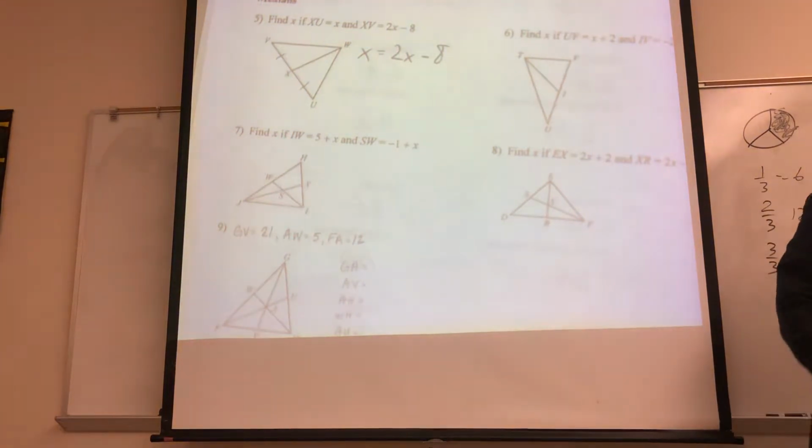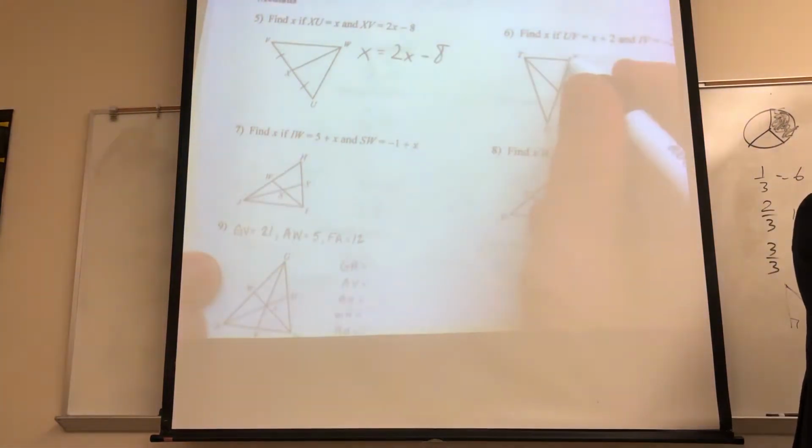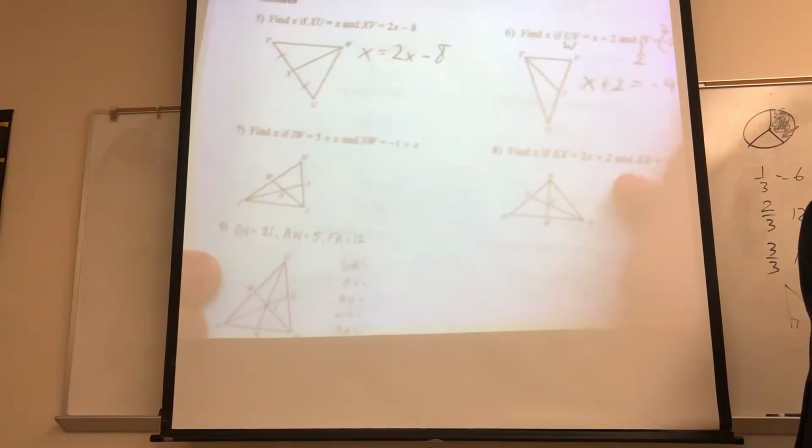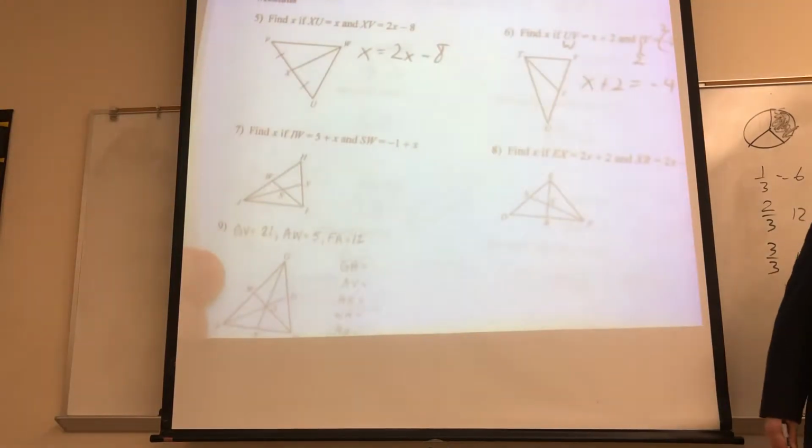On number 6, again, the median. It's got UV, so that's the whole thing. It's got IV, that's a half. We have to double this one. X plus 2 is equal to -4 plus 2x.